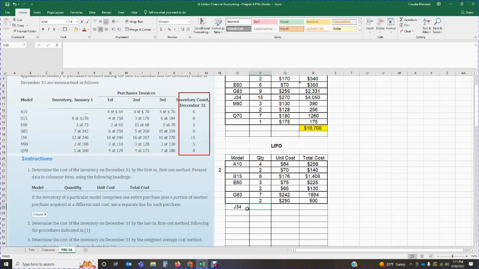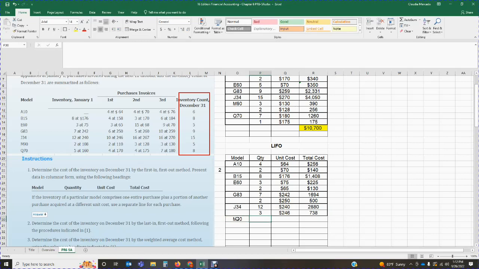J34 has 15 units at the end. That's our ending inventory, 15 units, and we are keeping the oldest, remember? So I need 15 units from the oldest to the newest. My oldest ones are 12 at 240. That means I need 3 more, and those 3 are going to be 3 at 246. So that's going to give me 2880 and 738. Very good. So that's J34. Then we have M90.